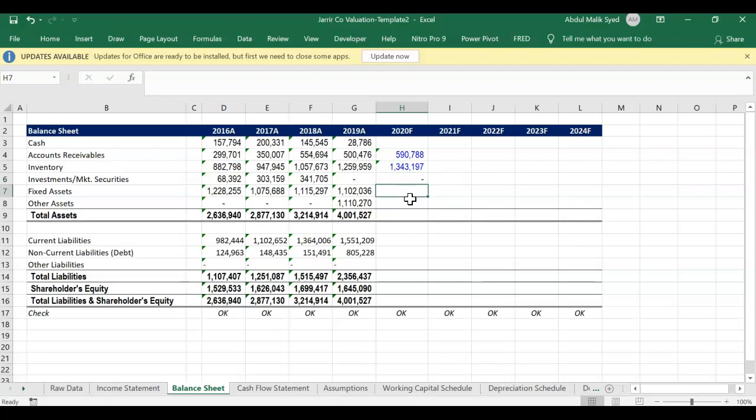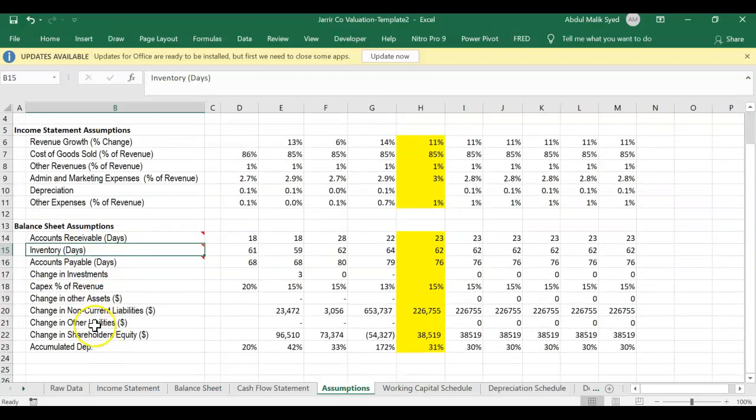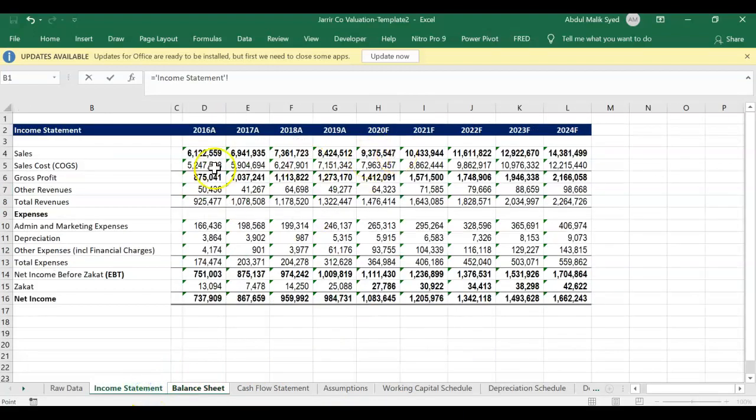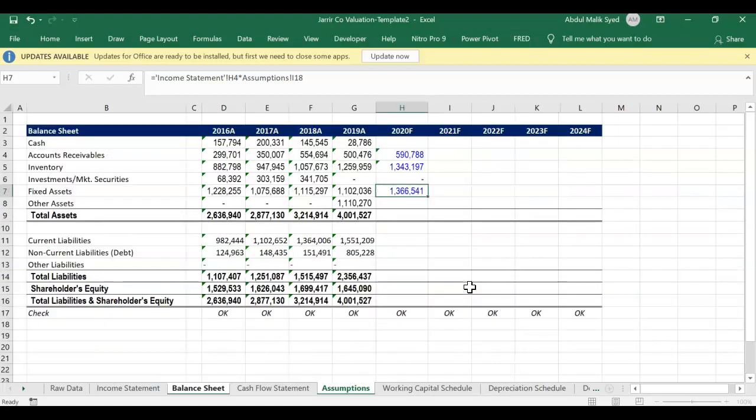Fixed assets. What is the assumption of fixed asset? We said it is percentage of revenue, right? So we can take percentage of revenue is equal to income statement for 2020 times assumption of capex 15%. Okay. Other assets we are assuming it as 0.